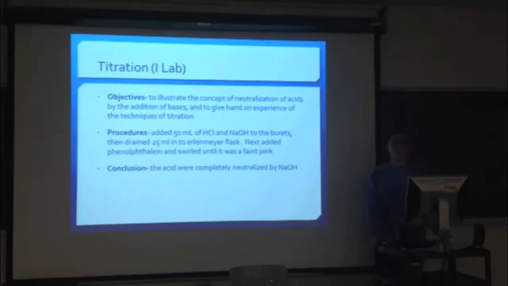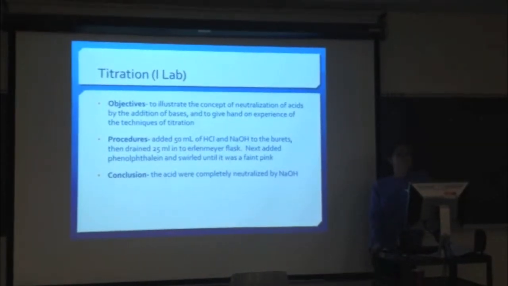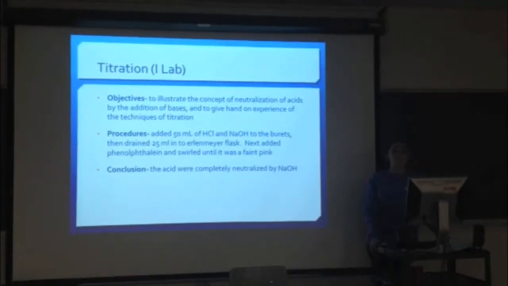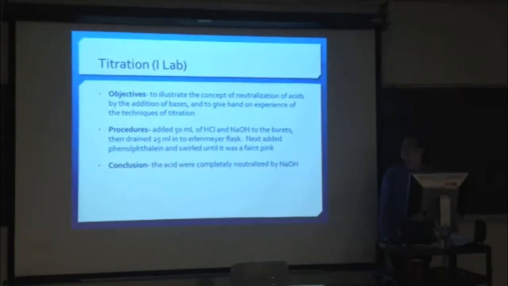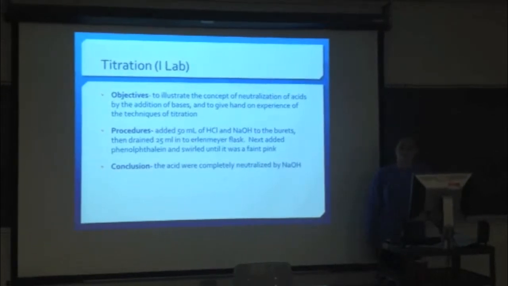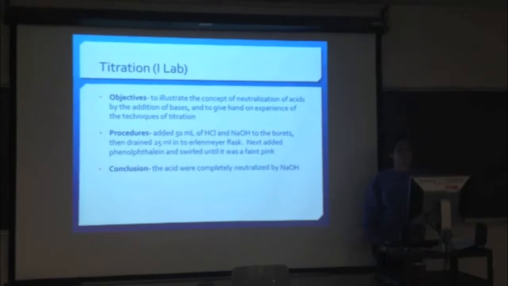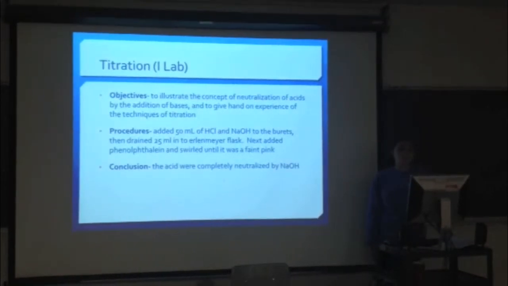The first lab that we did for titration, our objective was to illustrate the concept of neutralization of acids by the addition of bases and to give hands-on experience of the techniques of titration. The procedure that we did was we added 15 milliliters of HCl and NaOH to the burettes, then drained 25 milliliters into the Erlenmeyer flask slowly, and added phenolphthalein and swirled it around until it was faint pink.